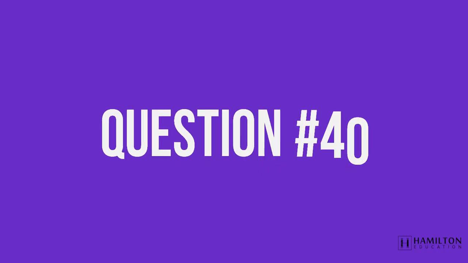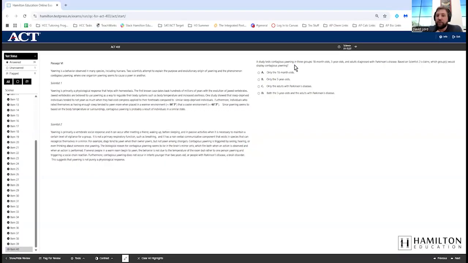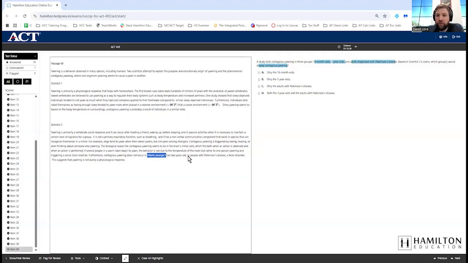All right, the final question for this passage. A study tests contagious yawning in 3 groups: 18-month-olds, 3-year-olds, and adults diagnosed with Parkinson's disease. Scientist 2 claims that people would display contagious yawning. All right, well, let's see. Scientist 2 said that this does not occur in infant groups younger than 2 years old, so definitely not 18-month-olds. So not A, not D, or people with Parkinson's. Neither A or D or C. So the answer is B.